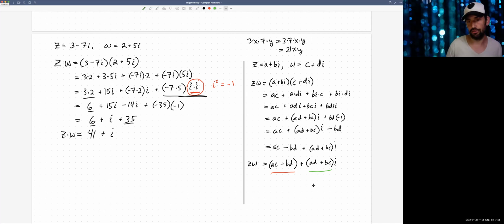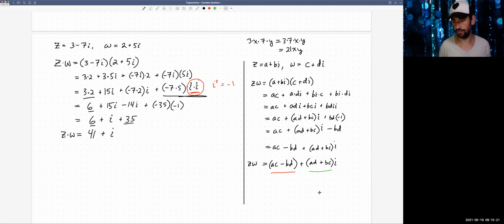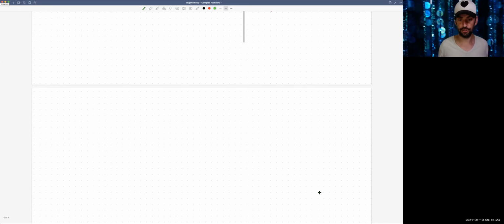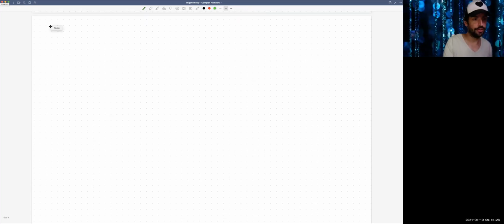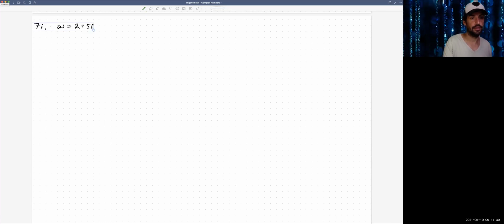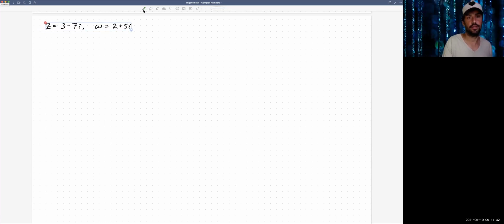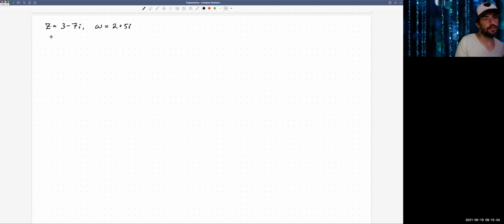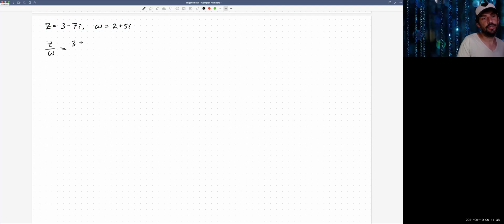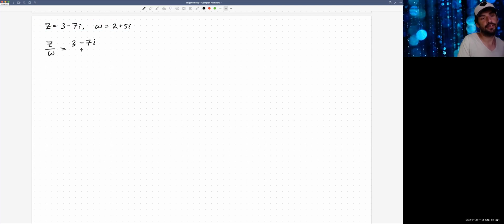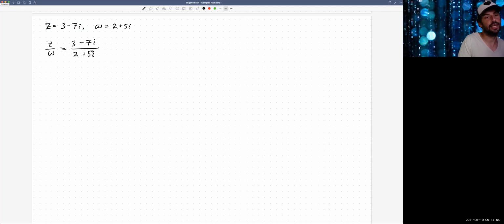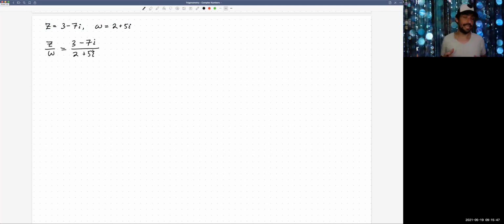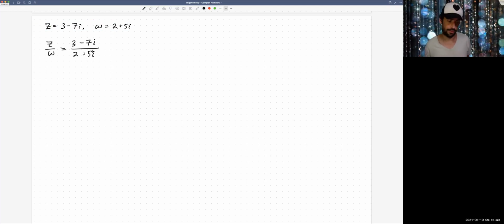But we are going to introduce one concept that makes division nice. So first, let me illustrate the problem. If I have z divided by w, (3 minus 7i) over (2 plus 5i).